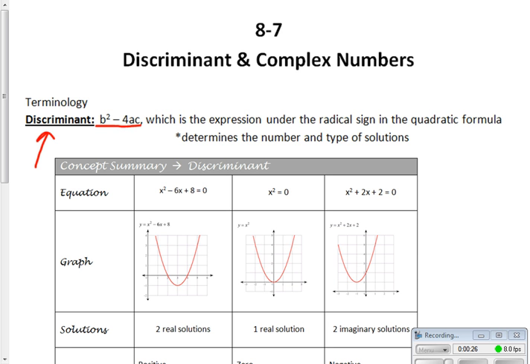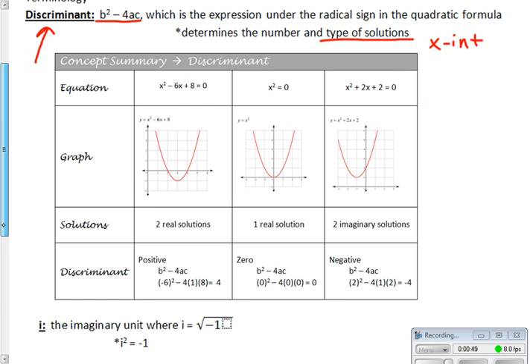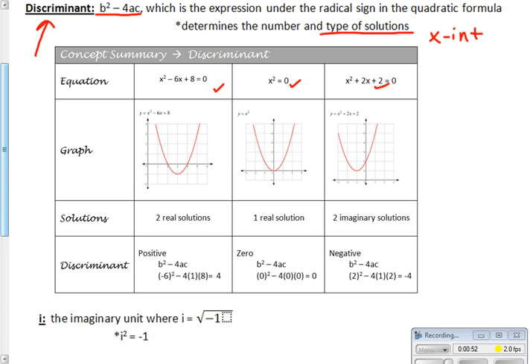What this determines is the number of solutions that we have. If you think of quadratics, it's basically finding the x-intercepts. So the quadratic formula finds our x-intercepts. The discriminant dictates how many x-intercepts our graph has. If you look at the table below, they give us three equations, and they're graphed below.